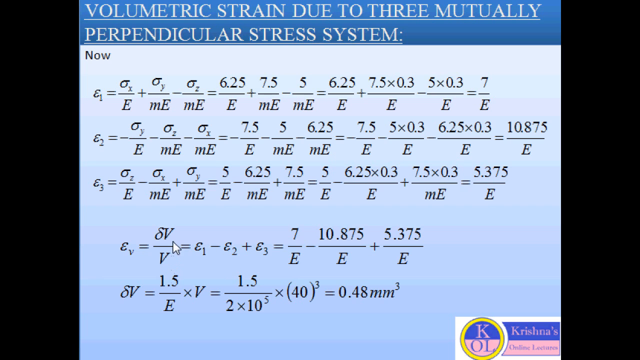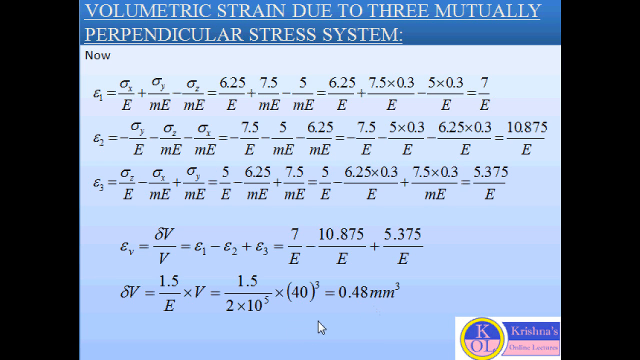But we have to find out the change in volume only. We have the volume, we can find out the volume here also. So if the value of del v by v equals 1.5 by E, and we multiply the volume in this, we can find out the value of del v. The volume will be 40 into 40 into 40, that is 40 cube. So with this we can find out the value of change in volume.